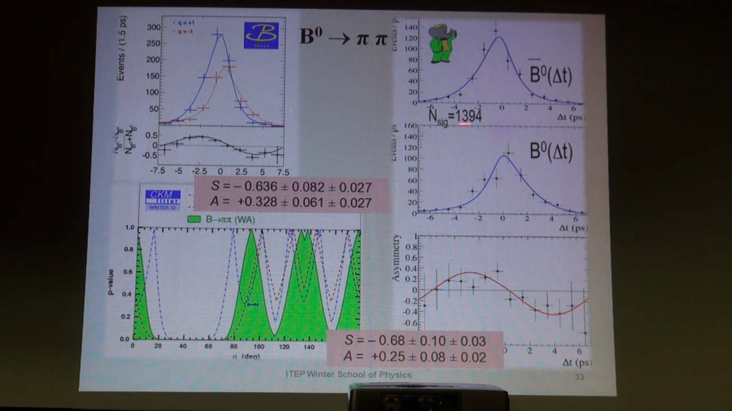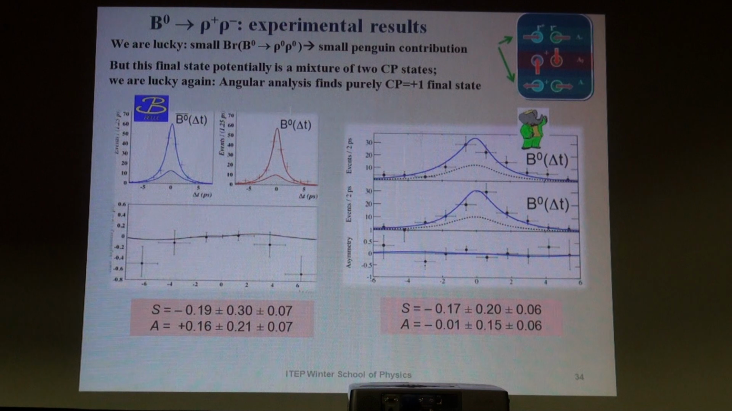And this is the present measurements of Belle and BaBar of this final state. So this is the measurement of asymmetry. It's a little bit more complicated how to extract the alpha from this measurement. It's done by both experiments. This is the average, done by the CKM fitter group. You can see from B0 into pi pi, while we measure the asymmetry quite precisely, we cannot actually measure the envelope. There is another final state where we are much more lucky.